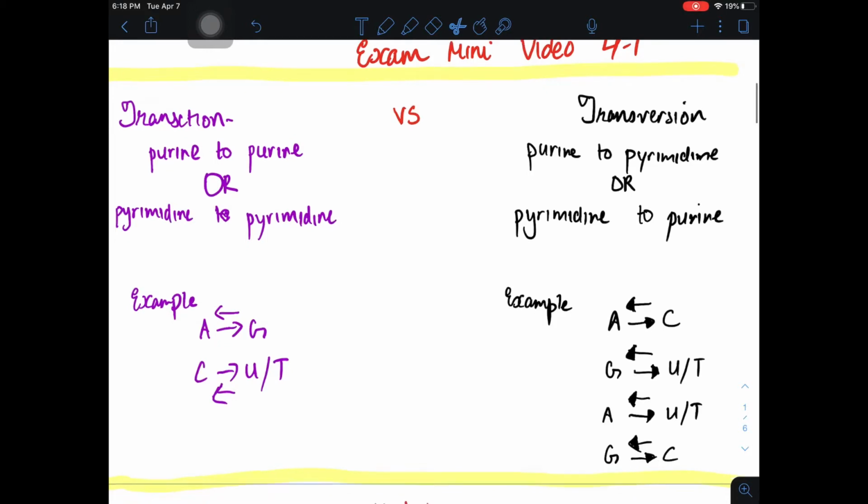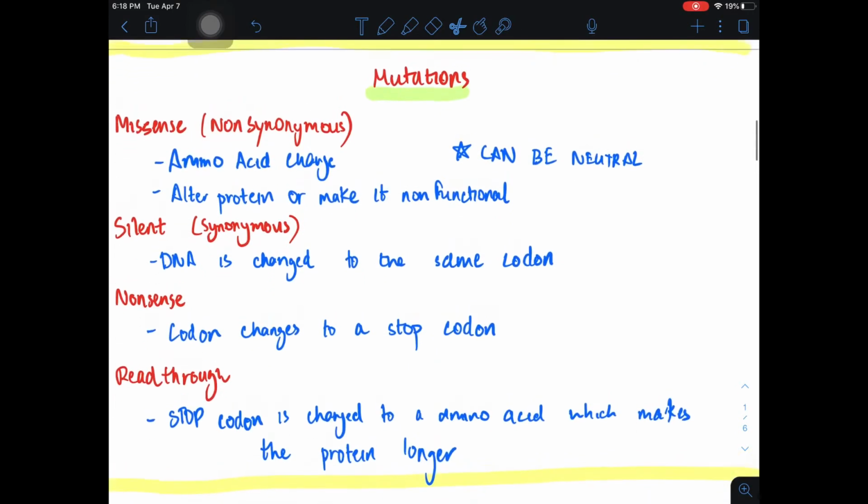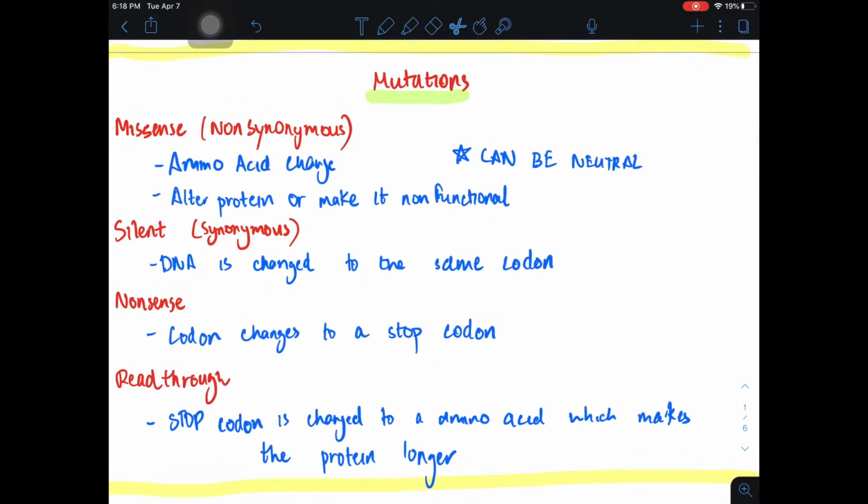Now to define the mutations. Missense mutations change the amino acid, such as altering the protein or making it non-functional. However, it can be neutral, where the mutation doesn't affect the protein's function.